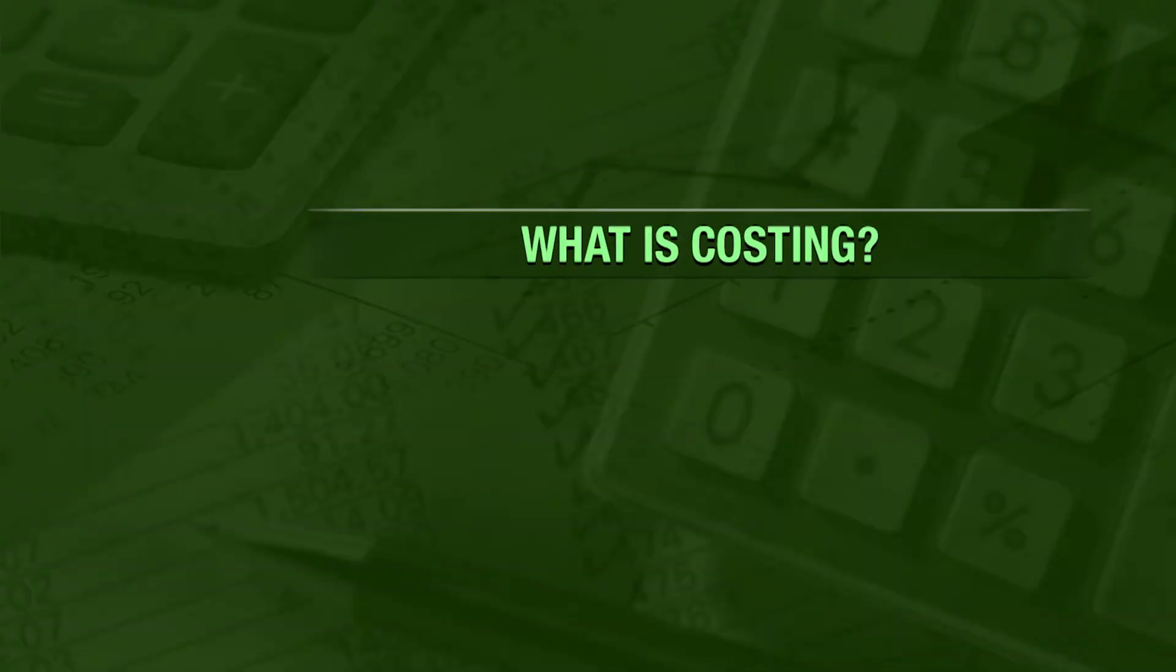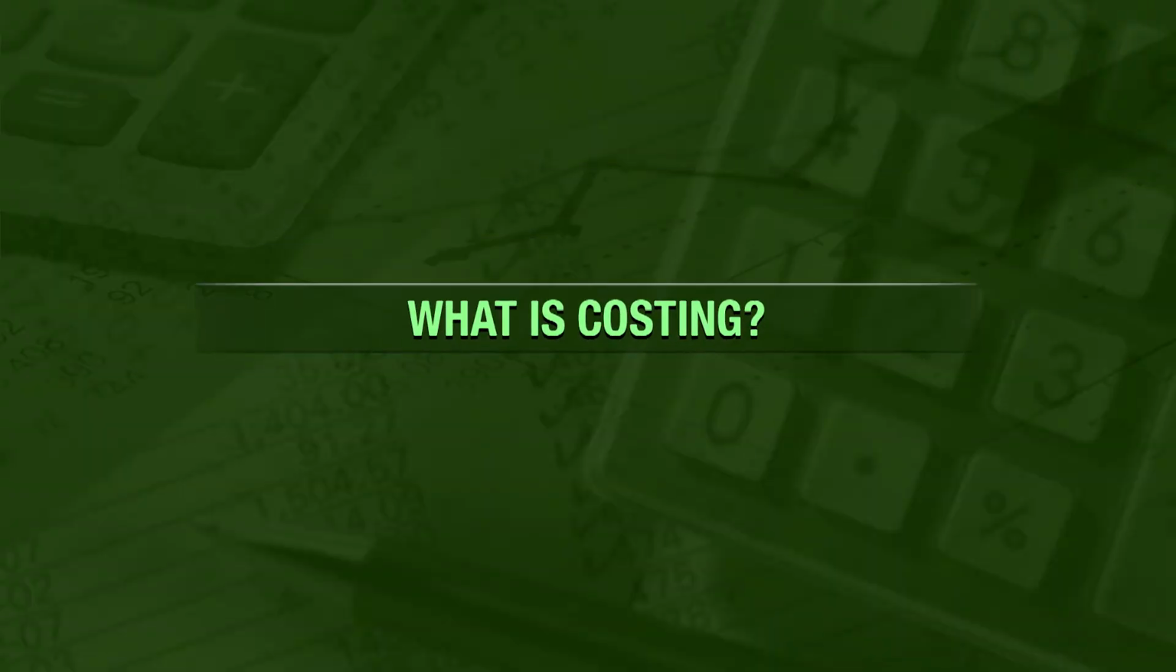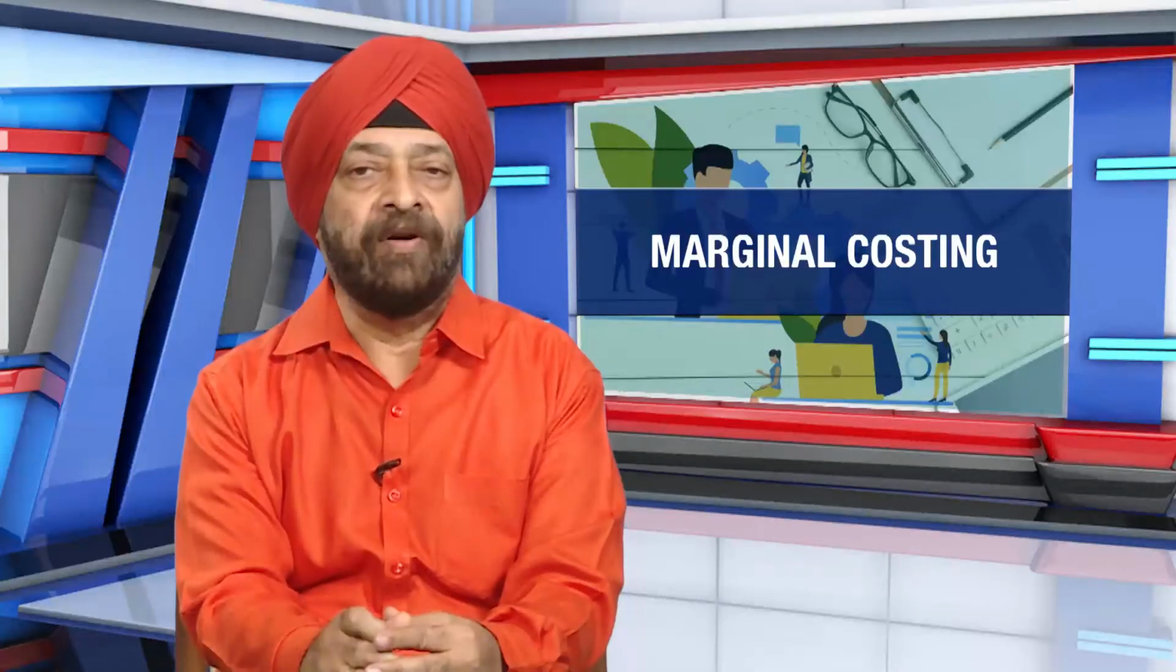Friends, this module is specifically prepared to explain the concept of absorption costing as well as marginal costing. As you know, absorption costing is known as total costing, and at the same time marginal costing is also known as variable costing. First of all, we should try to understand the meaning of costing. What is costing? Costing is nothing but cost determination of product manufactured and service provided.